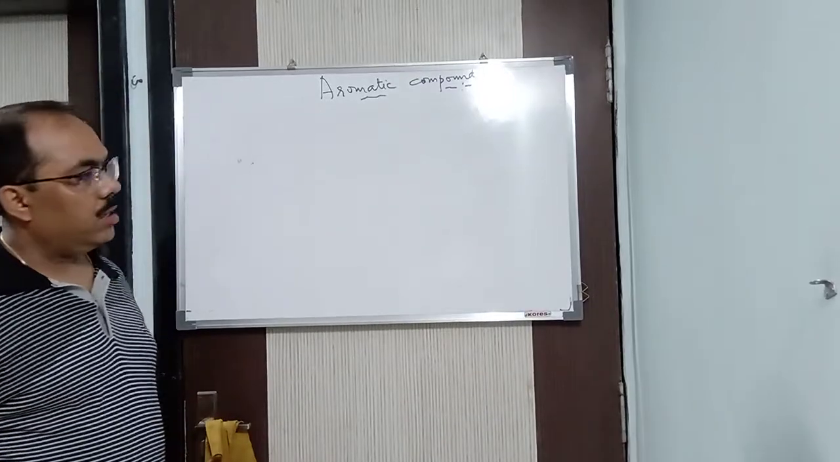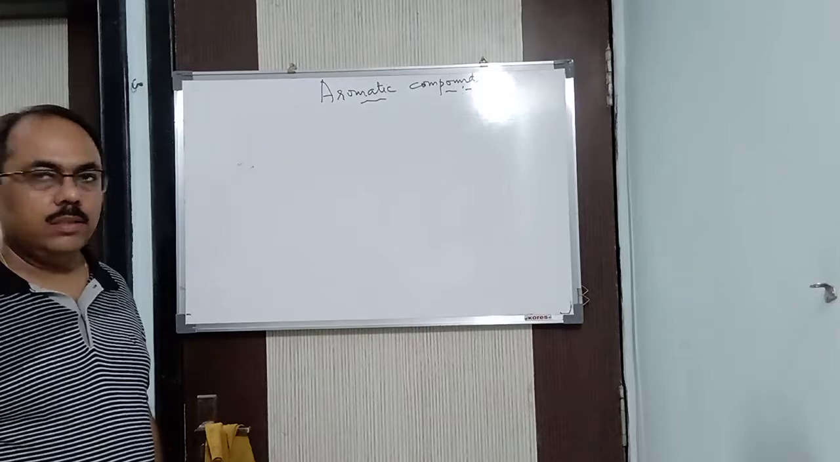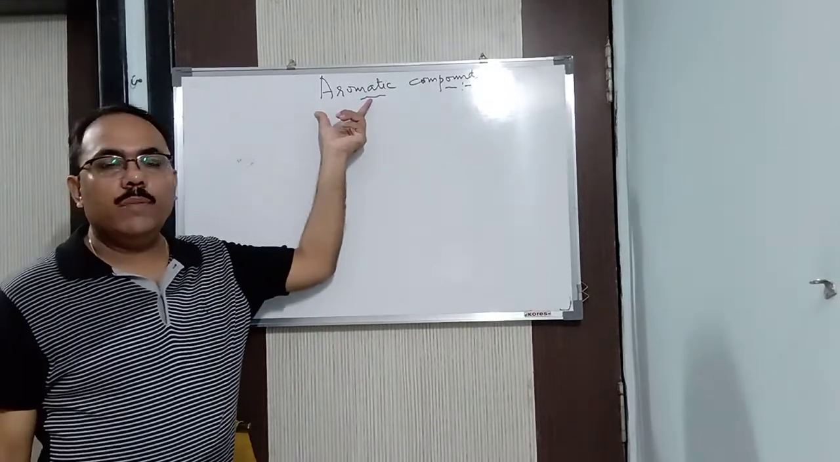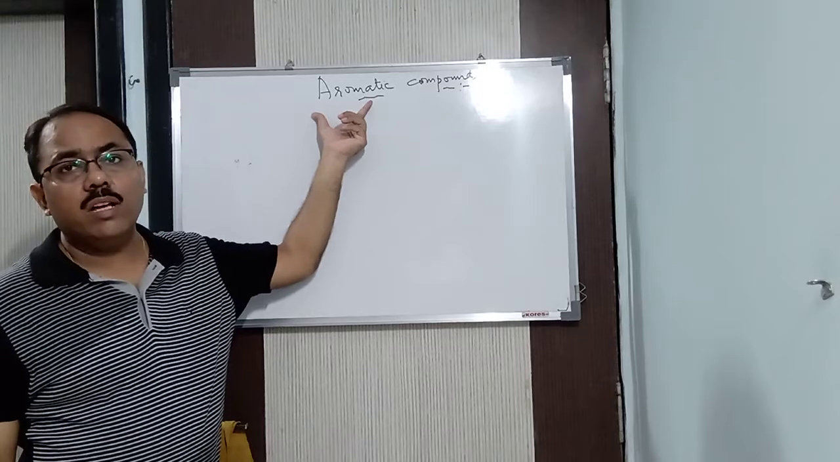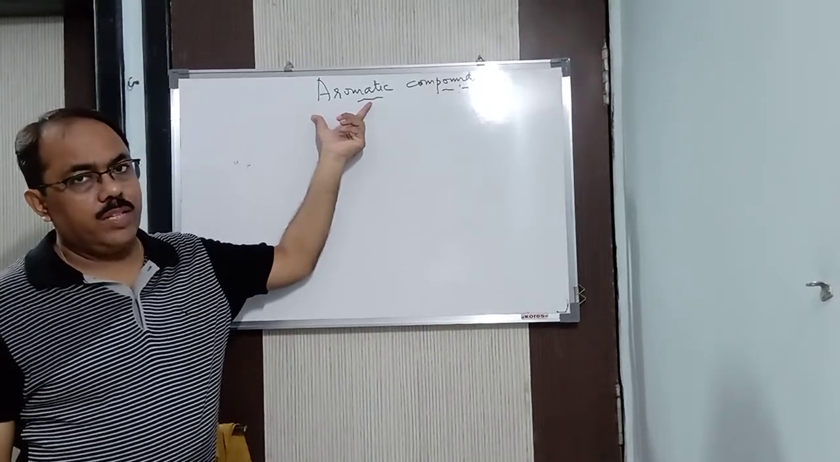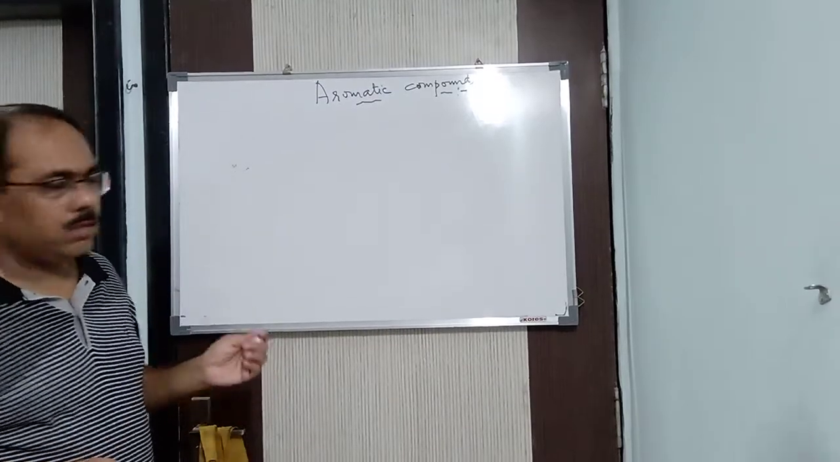Next we are going to start the nomenclature of aromatic compounds. The word aroma means something which has a characteristic smell. That means this compound has some smell or other, so hence it is called aromatic. Now this is also called arenes.